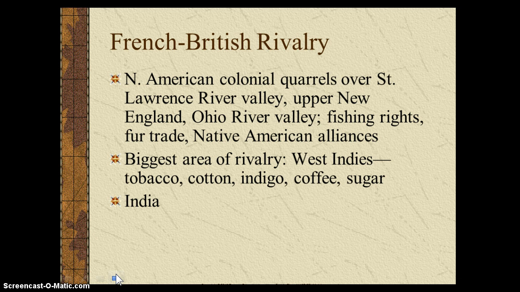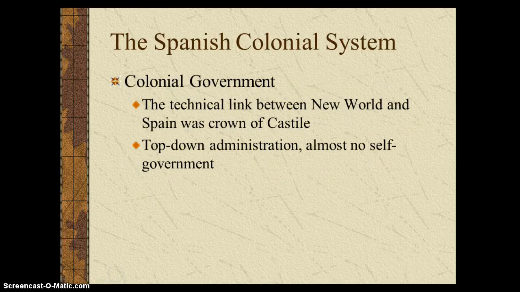The French-British rivalry. You'll see this ongoing theme. North American colonial quarrels over St. Lawrence River Valley, Upper New England, Ohio River Valley, fishing rights, fur trade, Native American alliances. Biggest area of rivalry is the West Indies. That's a test question. And these are things they get from there. Tobacco, cotton, indigo. Indigo is a dye, a blue dye. Coffee, sugar, and India. And we know that England wins out in India.